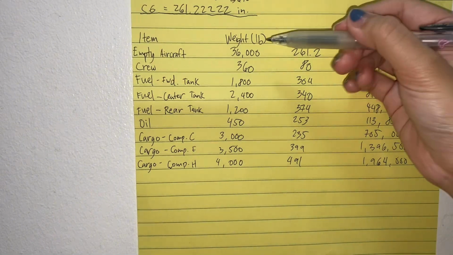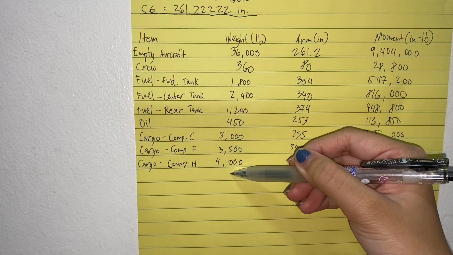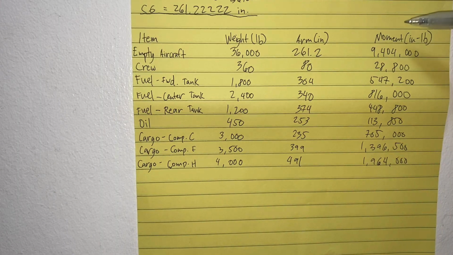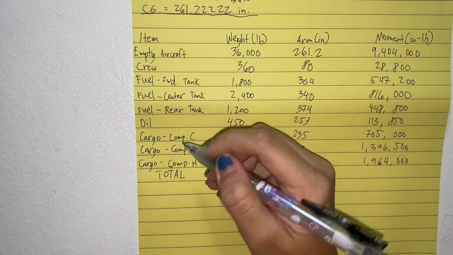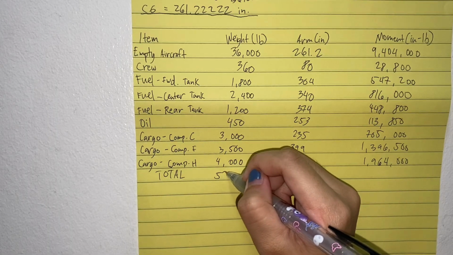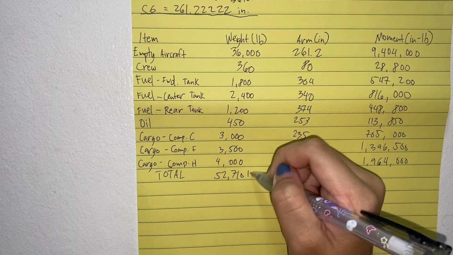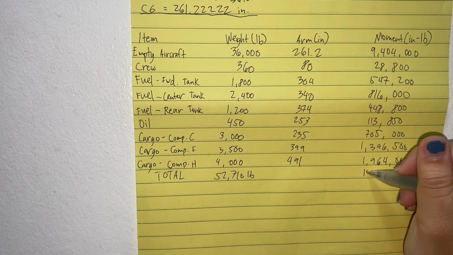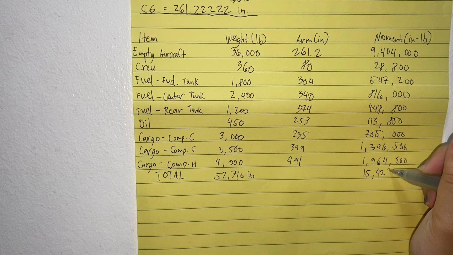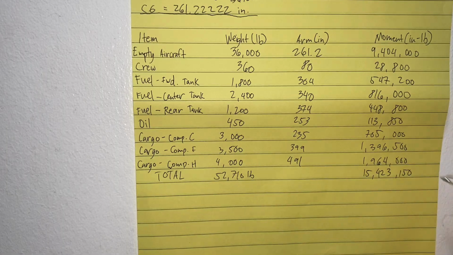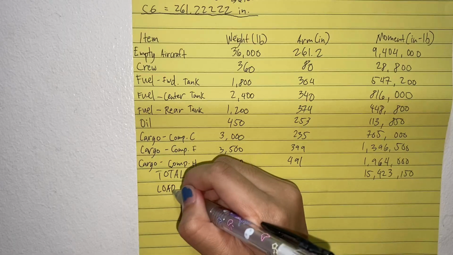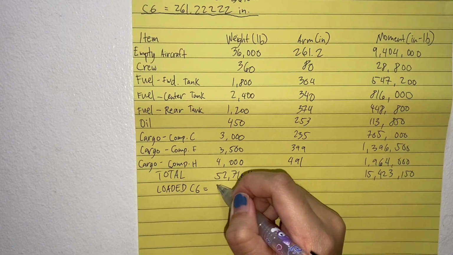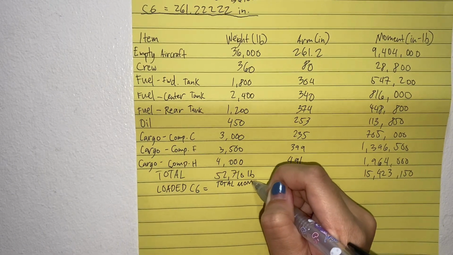After doing so, we will now get the total weight by adding all the weights of the items, and adding all the moments to get the total moment. We will not add all the arms to get the loaded CG, as this changes the value of the loaded CG. In adding all the arms, you will get a big number for the loaded CG, and this will affect your calculation. To get the loaded CG, we must divide the total moment by the total weight.